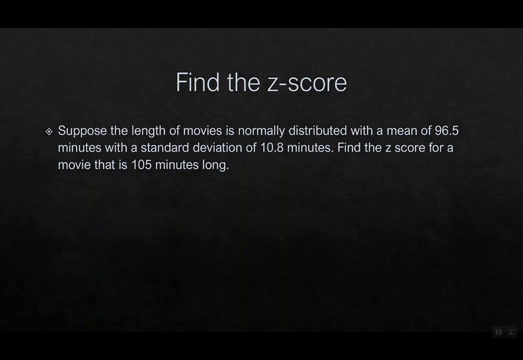Let's try it again. Suppose the length of movies is normally distributed with a mean of 96.5 minutes and a standard deviation of 10.8 minutes, just like the last one, but this time we want to find the z-score for a movie that is 105 minutes long. Once again, we'll take our data element, 105, subtract the mean, 96.5, and then divide by 10.8. We'll get 0.79.